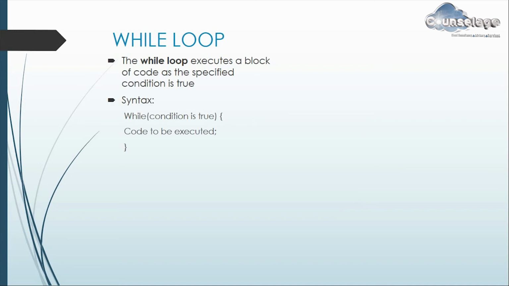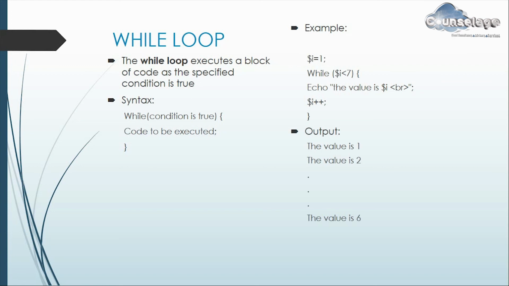Now comes loops. First is while loop. The while loop executes a block of code as long as the specified condition is true. Syntax: while condition is true, code to be executed. Example, variable I is assigned as 1. Then run while loop, that is condition of while is I less than 7. Then print the value of I and break. Then increment the value of I. So output is the value is 1 till the value is 6.